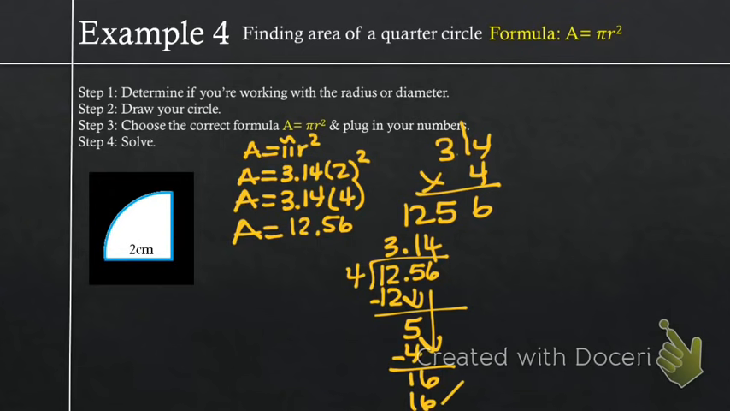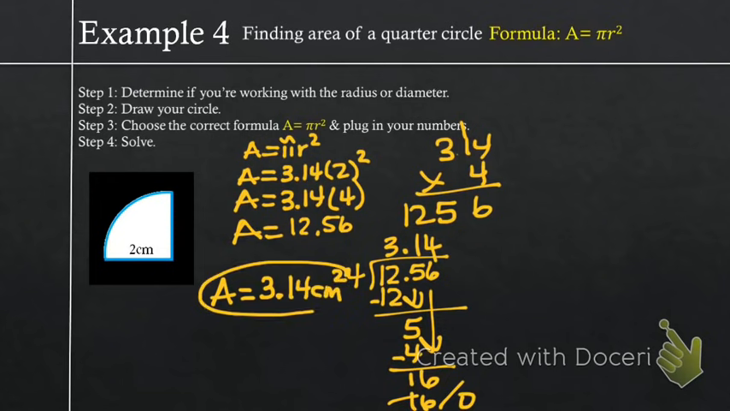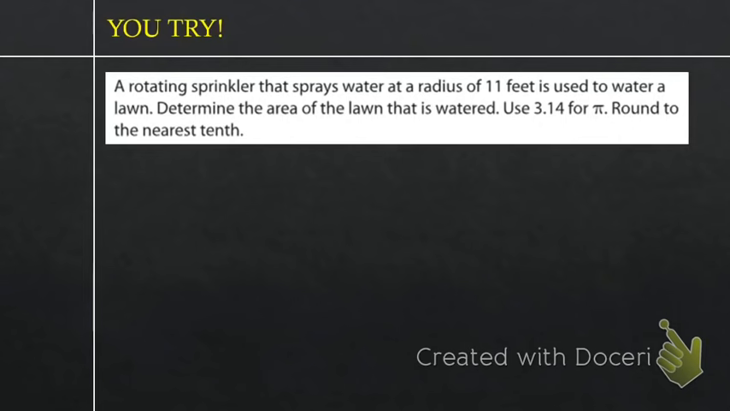Oh, how awesome is that? Okay, so our area for our quarter circle is 3.14 centimeters squared. Okay, and lastly, you have your you try. Make sure you have your answer ready for class tomorrow, and show your work.